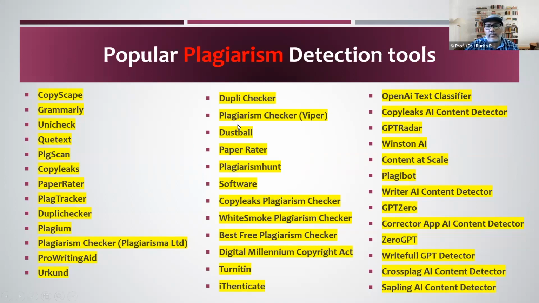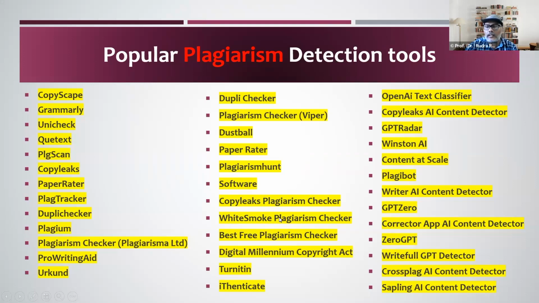DupliChecker, plagiarism checker, which is known as Viper. The popular name is Viper. It was also quite popular when Turnitin came into the market. But Viper has very basic capability of generating these reports. Dustball is also there, PaperRater, Plagiarism Hunt. Plagiarism Hunt is one name, a software that is there. CopyLeaks plagiarism checker is there. WhiteSmoke plagiarism checker is also there.